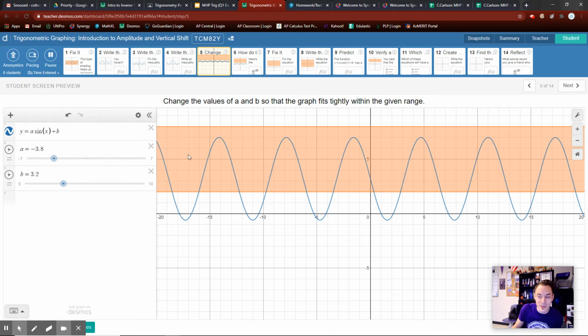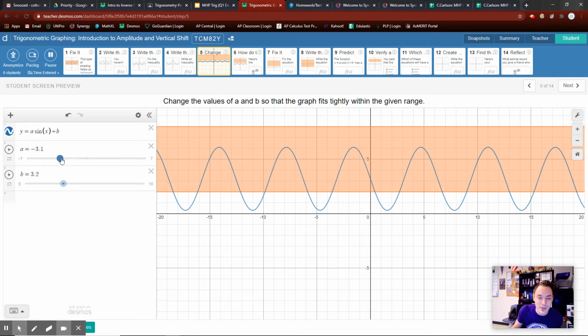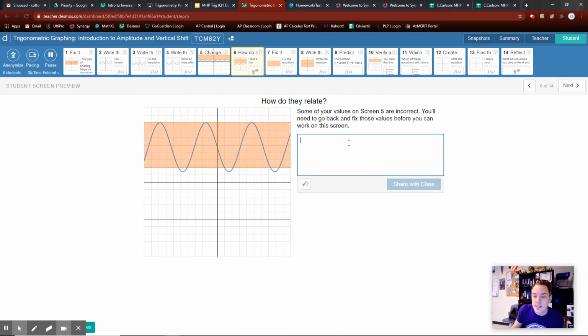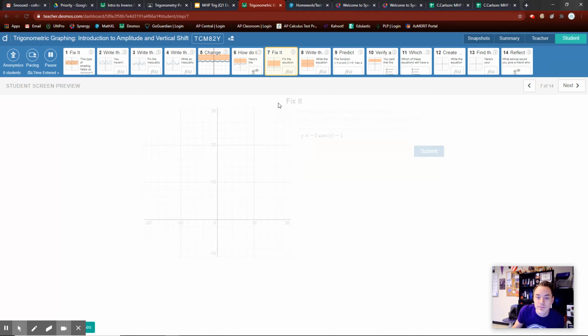Very simple, just do it. Just try to get it right in between the range, see if it gets perfect. That's so close, so then you have to mess around with it. Slide 6, you're going to just say how they relate. So some of your values on screen 5 are incorrect, obviously, because I didn't do it perfect. Hopefully yours is correct, and then you'll be able to actually say how do they relate, okay?